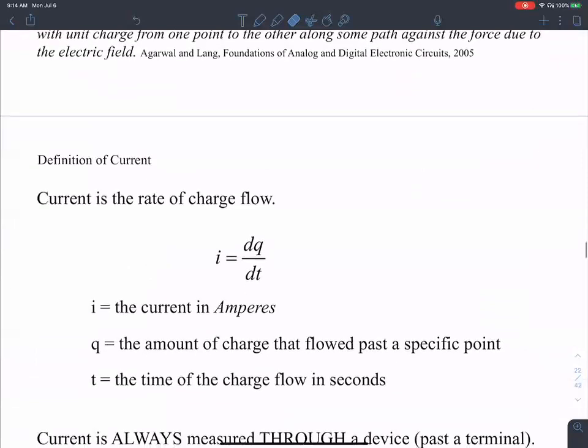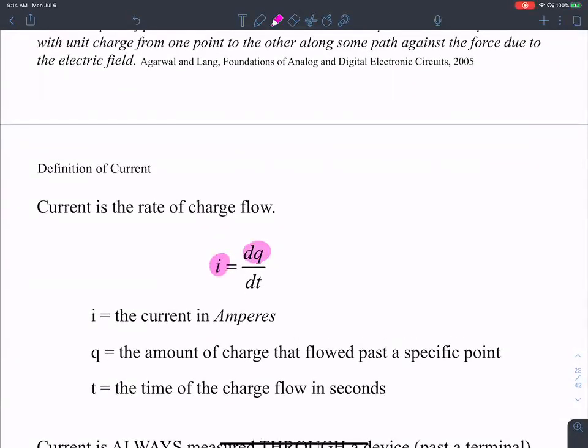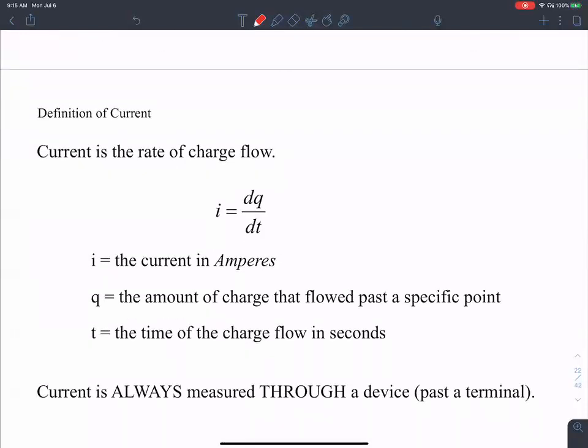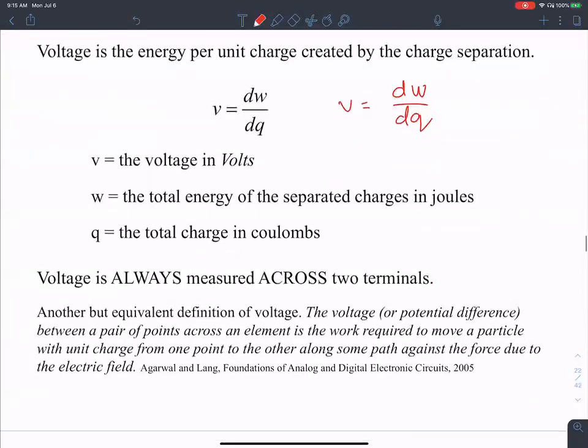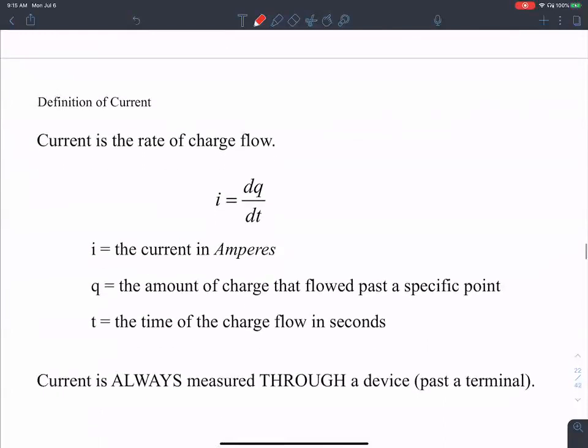Okay? Similarly, I is defined as the rate of movement of charges, the rate of flow of charge. And V is defined as dW over dQ, the work done in moving a charge. So the time rate of flow of charge, that is defined as current.